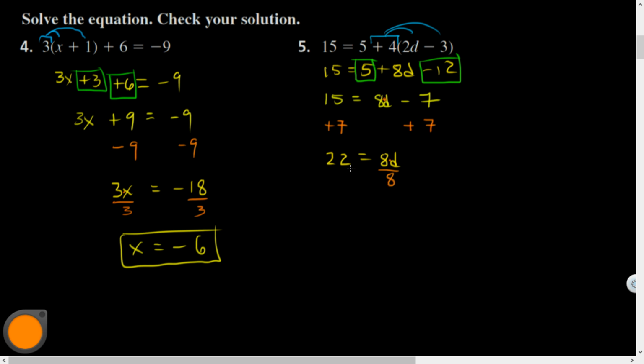Yeah, divide both sides by 8. And, oh, this fraction can be reduced. Those are both even. So I'm thinking 2 goes into 22 11 times and into 8 4 times. And I don't think I can reduce 11/4 anymore, if you guys agree. So I'm going to say 11/4 is equal to d, or d is equal to 11/4.